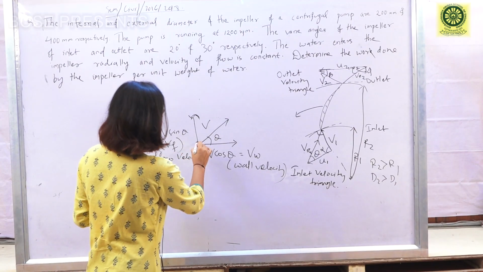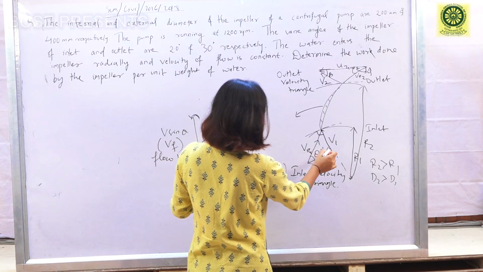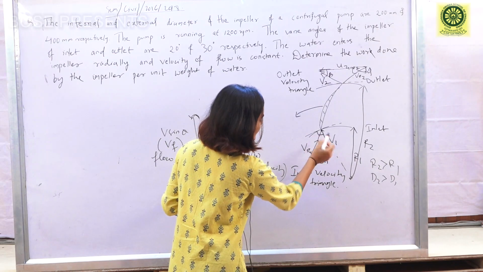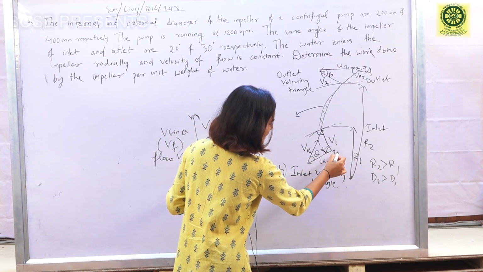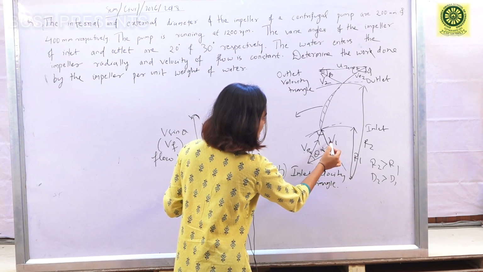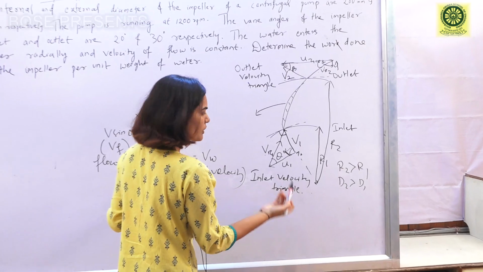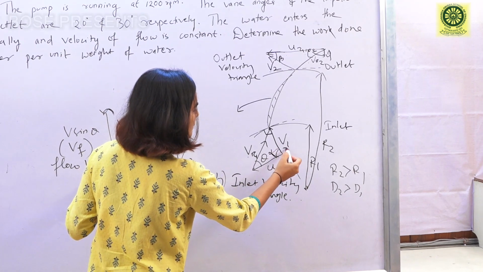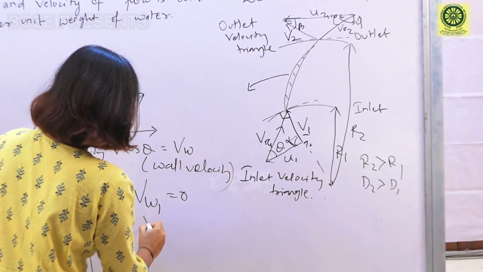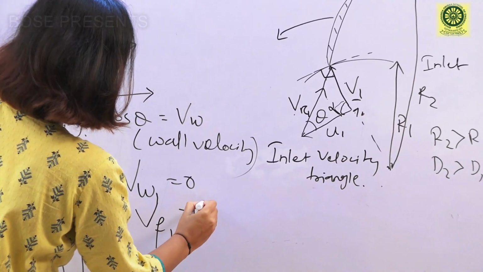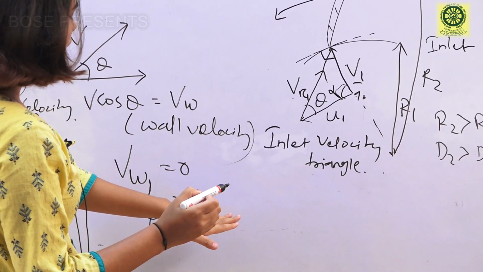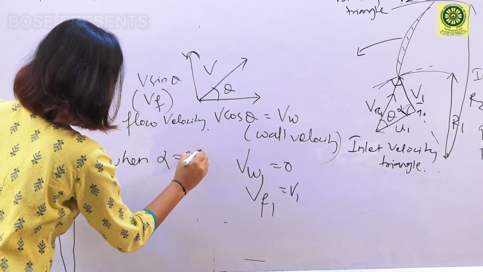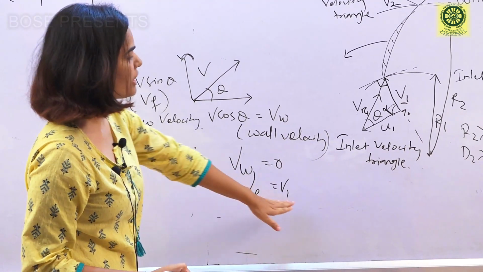Now in here, what we see, the angle, the water is entering radially, so this is 90 degree. So this angle will also be 90 degree. If it is 90 degree, the component of v in this direction will be 0, which means the vw1 will be 0. So v1 will completely contribute to the flow velocity, that is vf1 will be v1, because sin theta, that is sin 90 degree, will be equal to 1. So when alpha equal to 90 degree, vw1 equal to 0 and vf1 equal to v1.